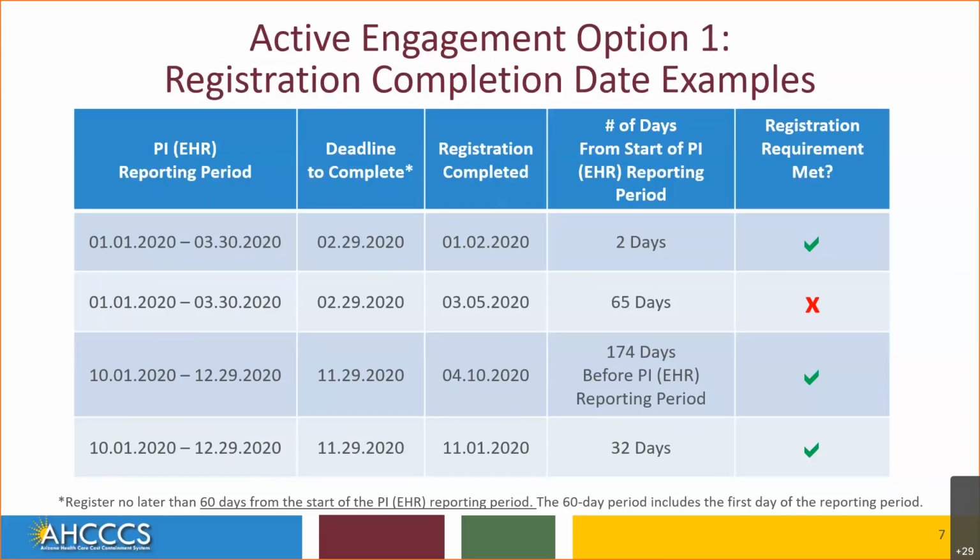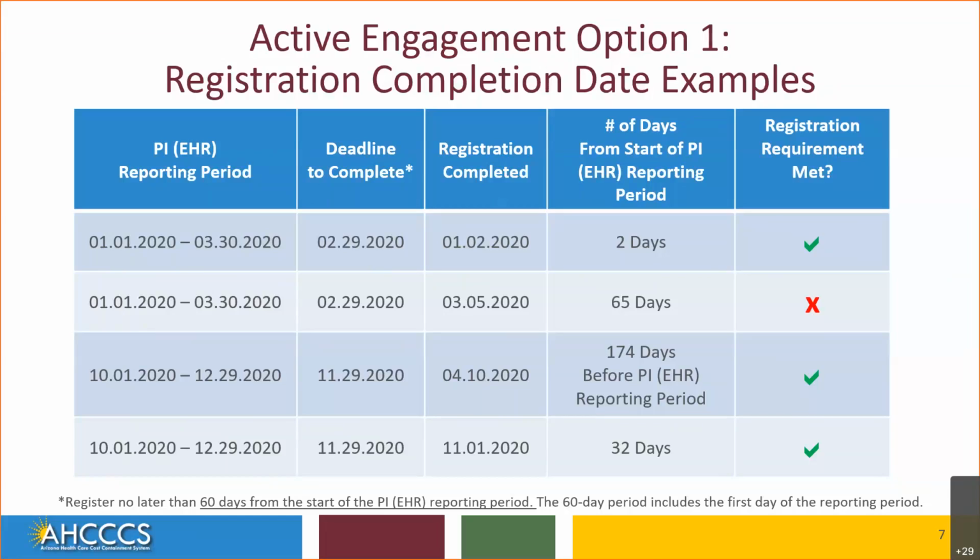So therefore, the registration requirement is met within that 60-day period. The second example is the same PI reporting period, and the deadline to complete is the same as well. However, this EP in the example completed registration on March 5th. That is 65 days after the start of the PI reporting period, and therefore the EP does not meet it for that PI reporting period.